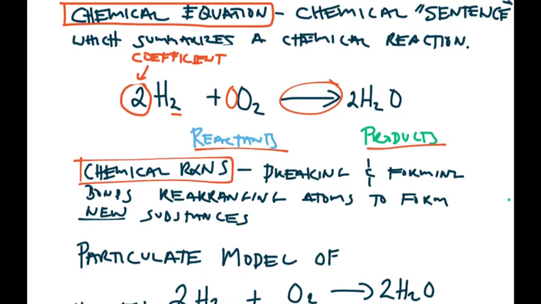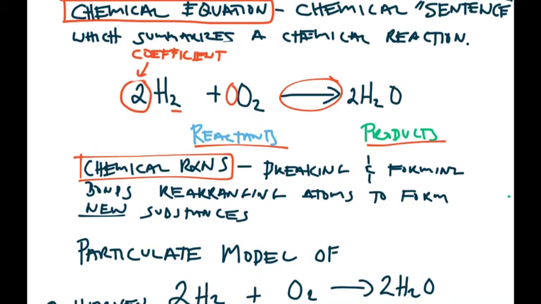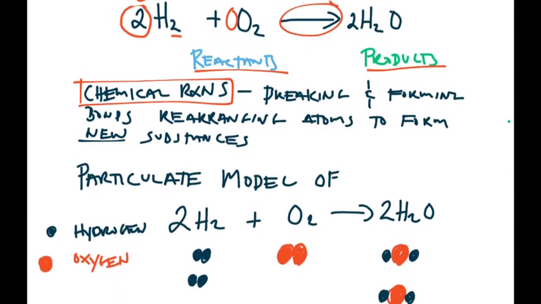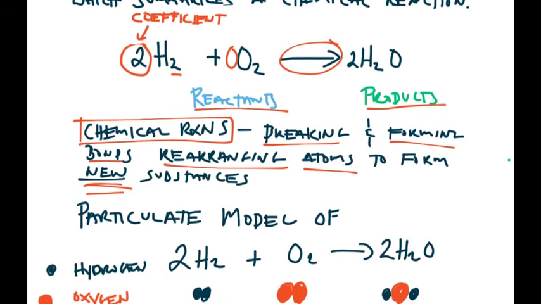Chemical reactions basically are summarized by chemical equations, and they represent breaking and forming of bonds, where there's a rearranging of atoms to form new substances. Okay? So going back to this idea here, we have hydrogen and oxygen, and when they combine together they make water, which is a completely new substance.